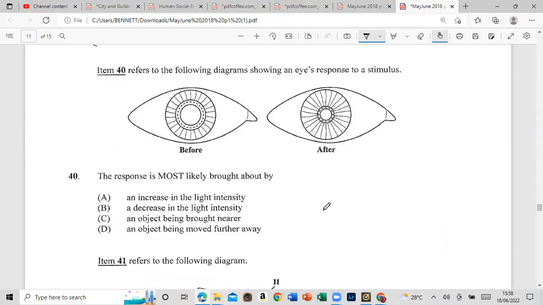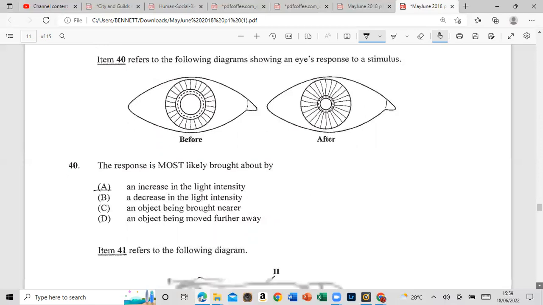Item 40 refers to the following diagram showing an eye response to a stimulus. So this is before, and then this is after. So the pupil gets smaller. The response is most likely brought about by A, an increase in the light intensity, B, a decrease in the light, C, an object being brought nearer, D, an object being moved further away. I'm going to go with light. Once light comes, it gets a bit smaller.